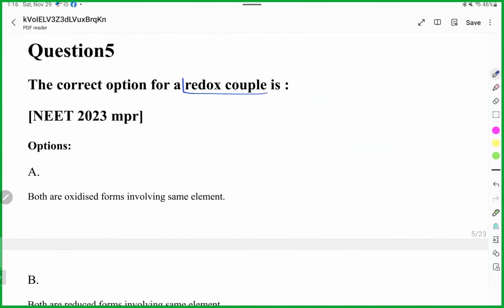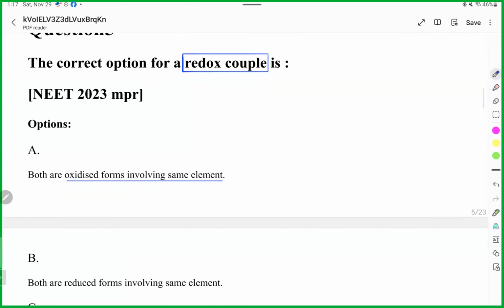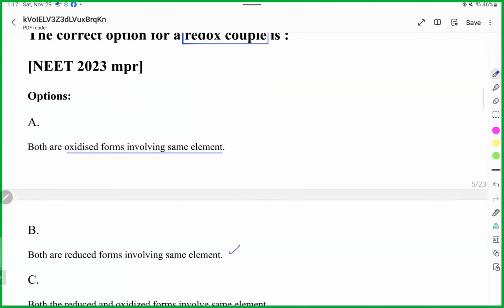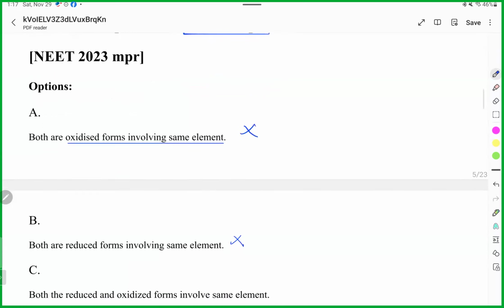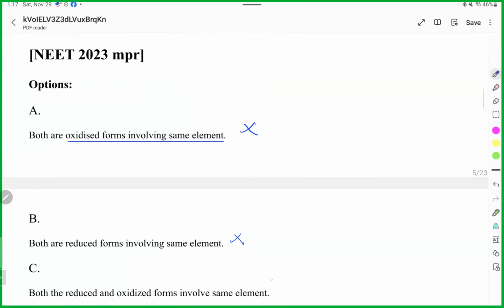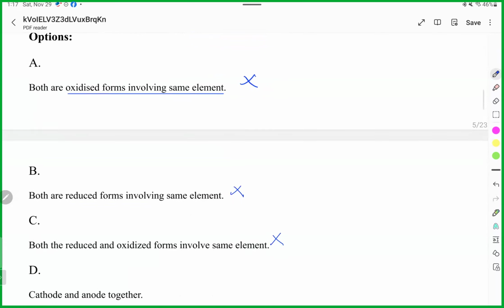Jordan, what is a redox couple? Where oxidation and reduction happen simultaneously. Are both oxidized forms involved from the same element? No, it could be a different element. Are both reduced from the same element? No. So it's option C: both oxidize and reduce involve the same element. This is a disproportionation reaction.